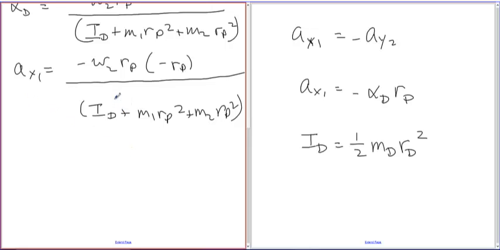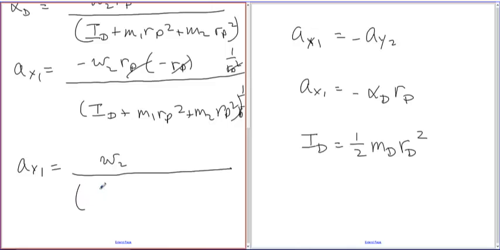And what we could do, you see these negatives cancel out. So we just get positive W2 times r sub p squared. But if we take this and divide by r sub p squared in both the numerator and the denominator, these will cancel out, and we won't have any radius of the pulley in the numerator. And what you get in the denominator is I sub d over r the pulley squared plus m1 plus m2. And that is the equation we had in class.